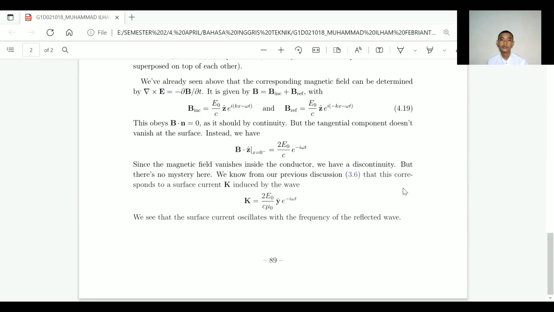We know from our previous discussion in 3.6 that this corresponds to a surface current K induced by the wave, K equals 2 E0 divided by c mu 0 y e to the power minus i omega t. We see that the surface current oscillates with the frequency of the reflected wave.